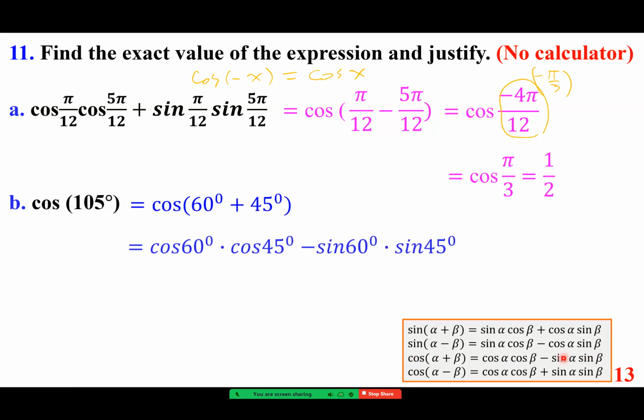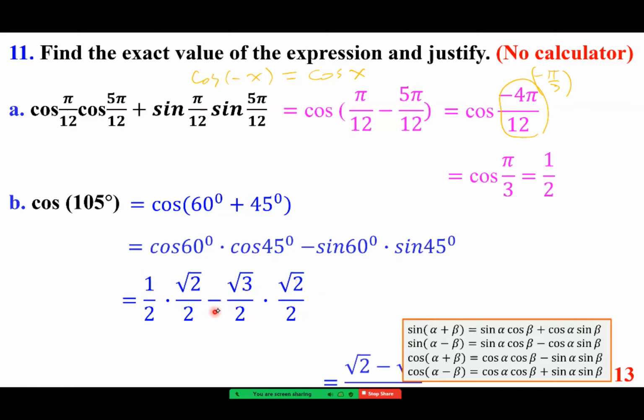All of them are common arcs. Cosine of 60 is 1/2. Cosine of 45 is square root of 2 over 2. Sine of 60 is square root of 3 over 2. And sine of 45 is square root of 2 over 2. Again, this has the denominator 4, this has the denominator 4. So the result has a fraction bar with the denominator 4. This is 1 times square root of 2, square root of 2. This is square root of 3 times square root of 2, which is square root of 6, with a negative sign. So square root of 2 minus square root of 6 over 4. Pretty straightforward, everybody.